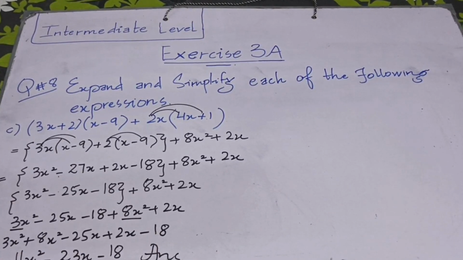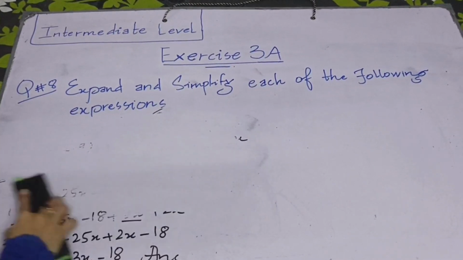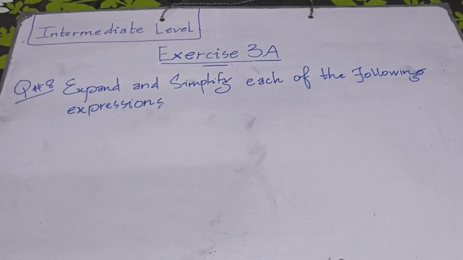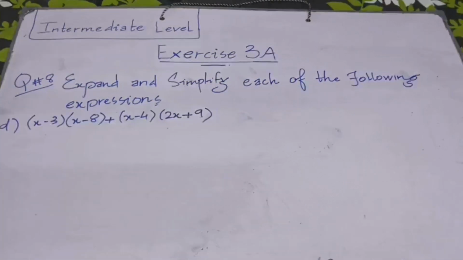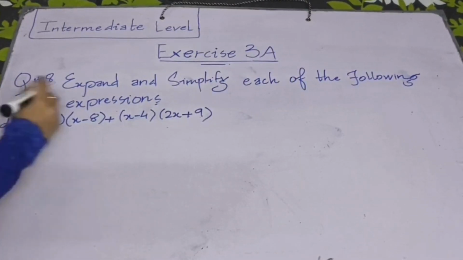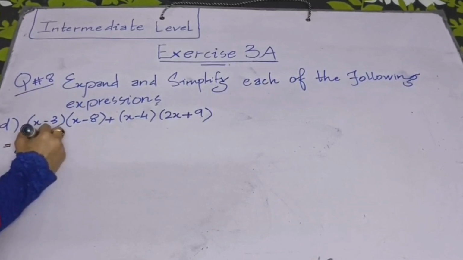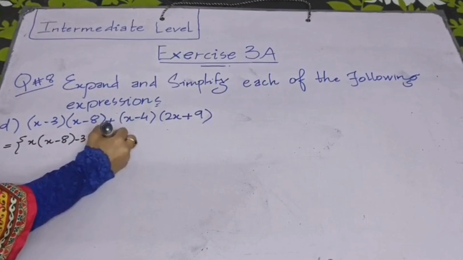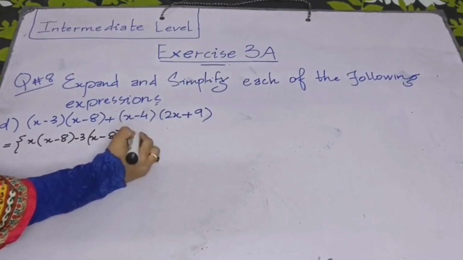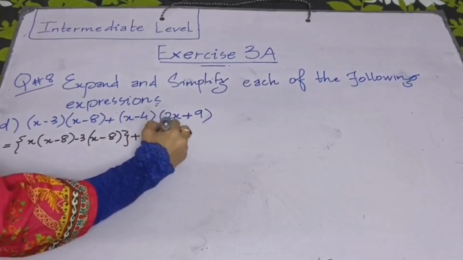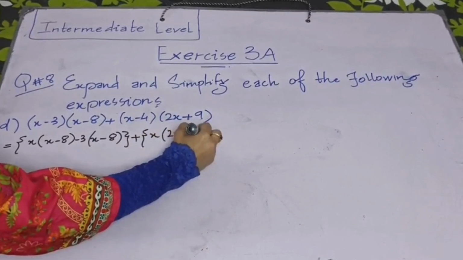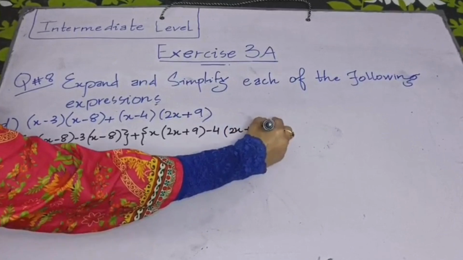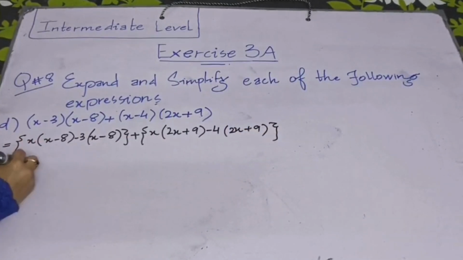Now we are going to move to part D. That is the last part of this question. Part D says, as we have two brackets, we are going to make curly brackets, x minus 8 minus 3, x minus 8, curly bracket close, plus curly bracket open, x, 2x plus 9 minus 4, 2x plus 9, bracket close. Okay, it's the same procedure.